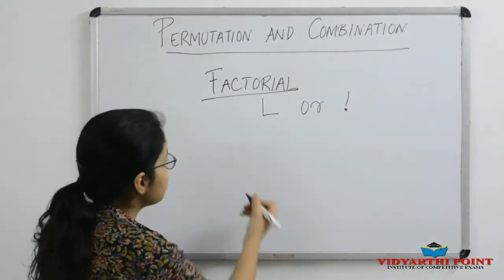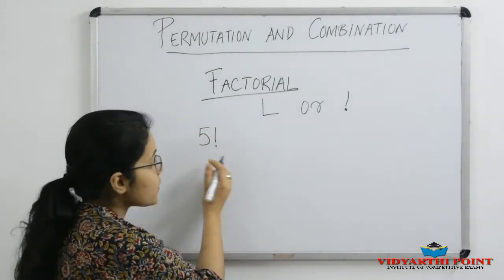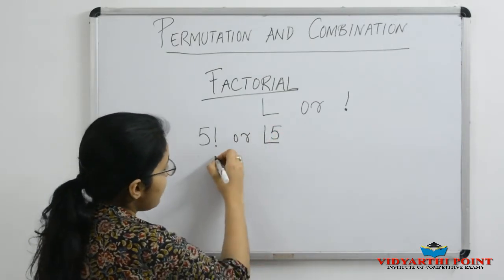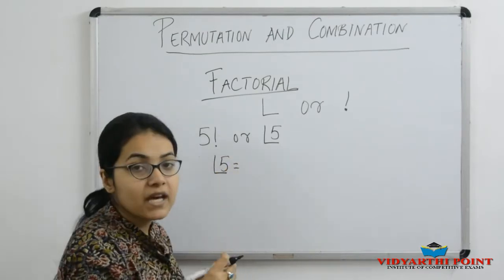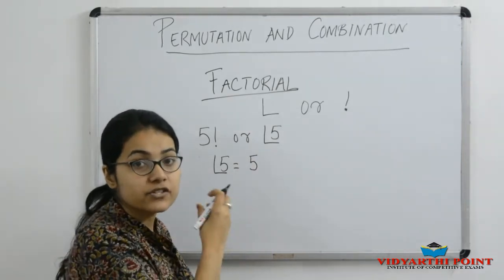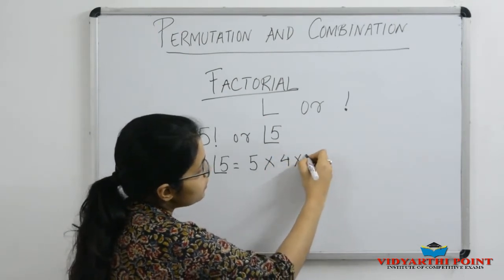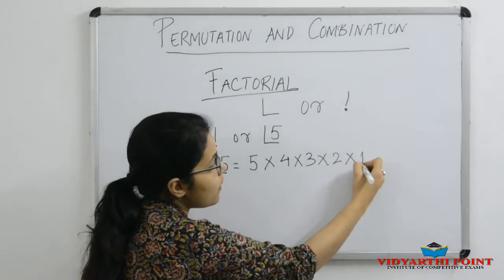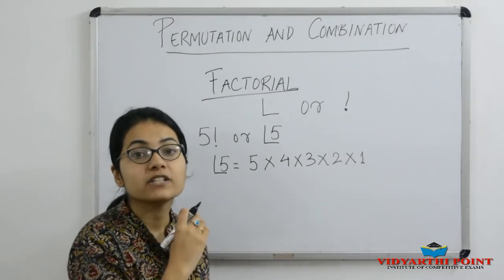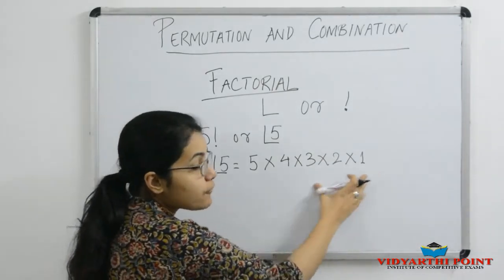Let us take one example. Let us say we are taking factorial 5. We will write it in this way or in this way. Now, factorial 5 will be the product of this number, that is 5, and the integers up to 1, that is the product of 4 into 3 into 2 into 1, except 0. The factorial of a number will be the product of all the integers till 1. That is the product of all the whole numbers. This is what factorial is meant by.